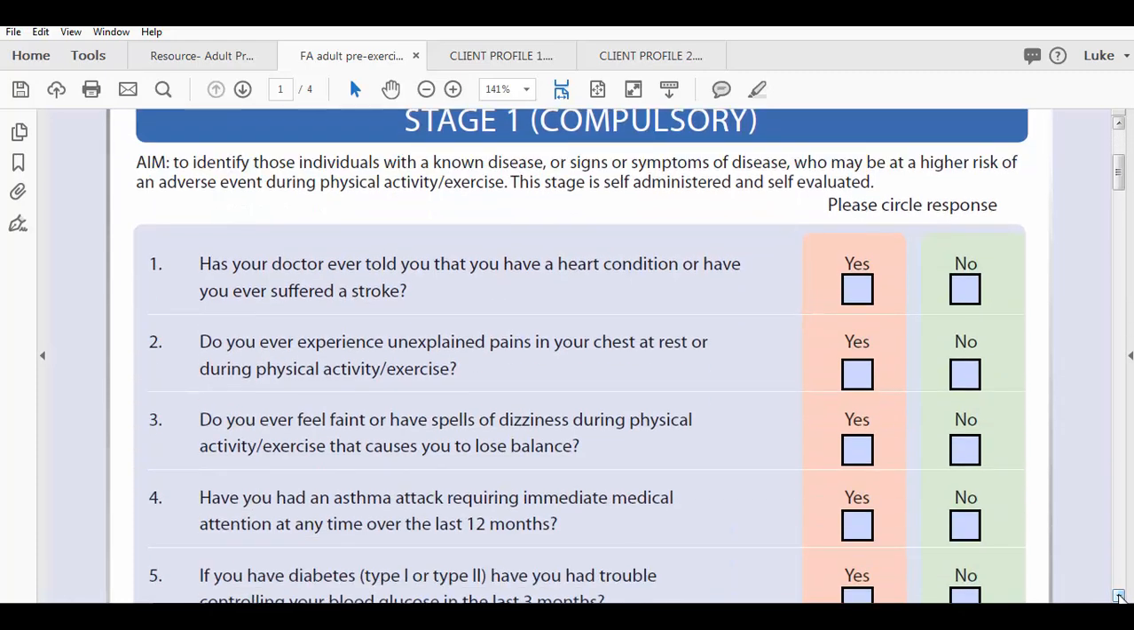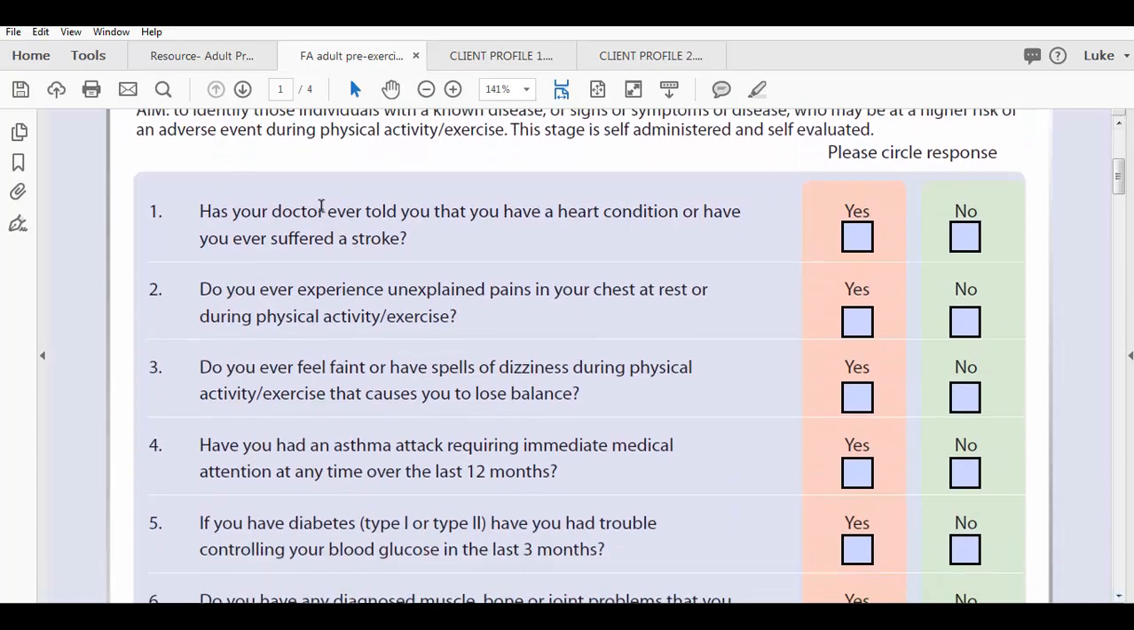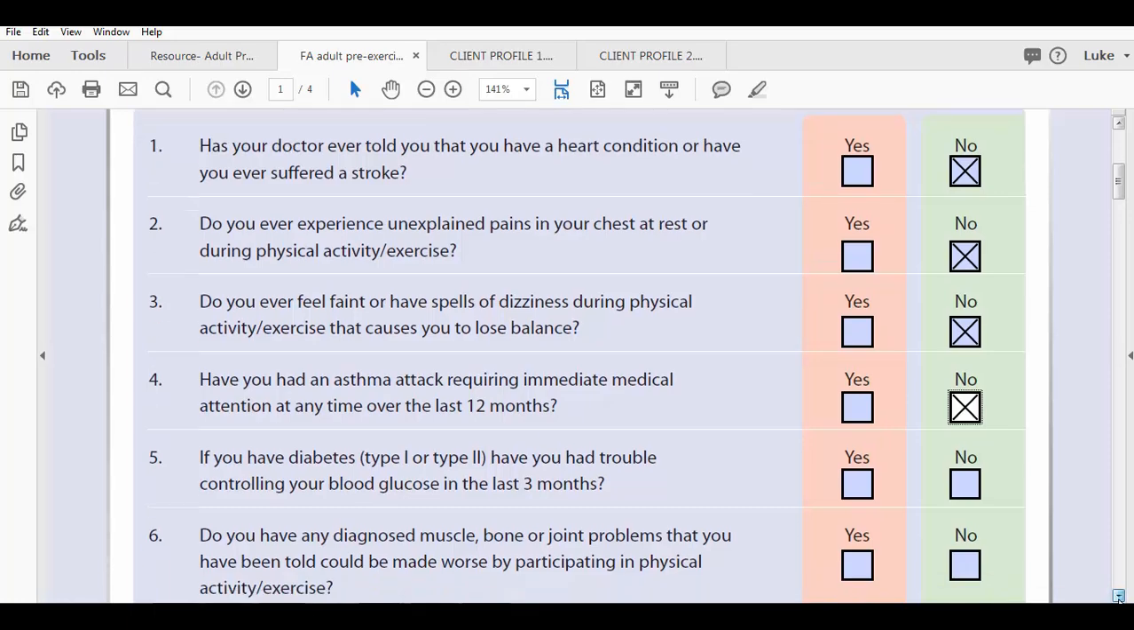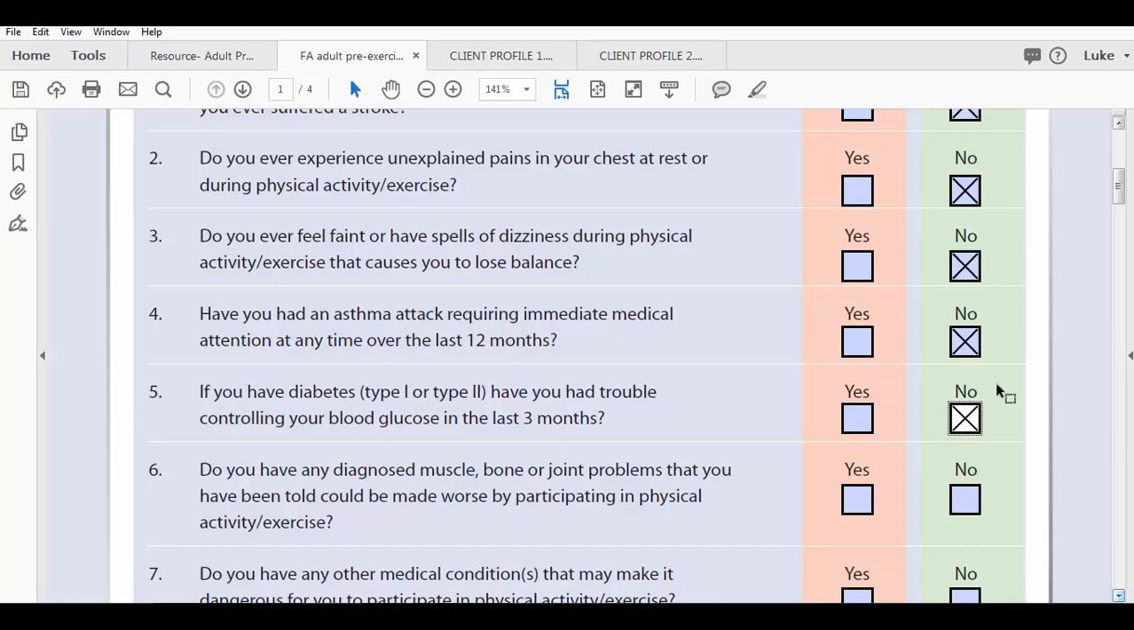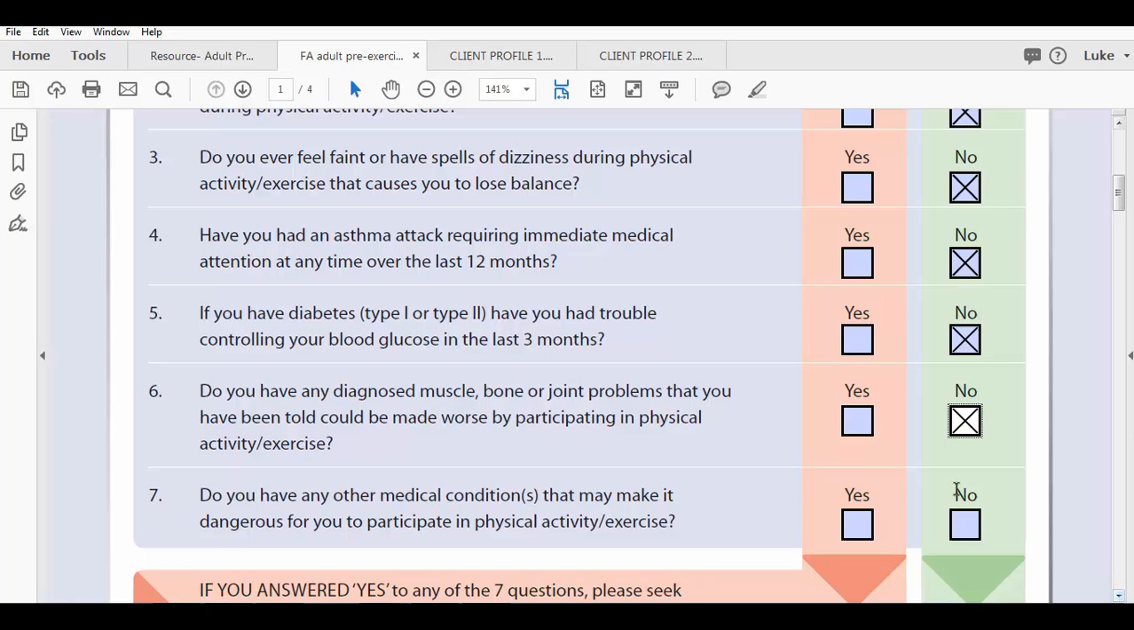Now if we go through based on that case study for John Doe: ever been told that you have a heart condition? No. Or a stroke? We saw that, no. Do you ever experience unexplained pains in your chest? No. Do you ever feel faint and dizzy? This would be a no. Ever had an asthma attack in the last month? This would be a no. Do you have type 1 or type 2 diabetes, and have you had trouble controlling it in the last 3 months? No. Any diagnosed muscle or joint problems that can be made worse through exercise? That is a no.